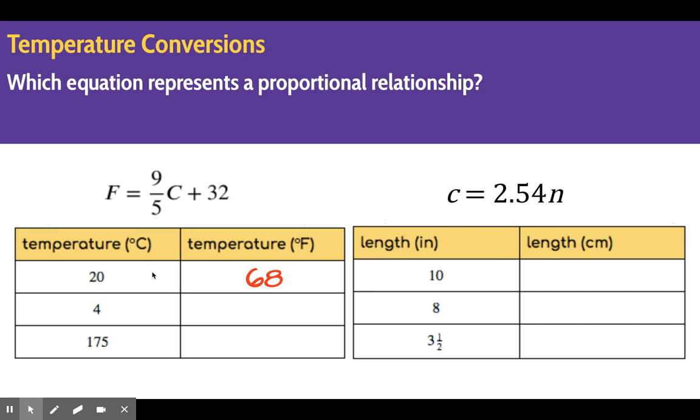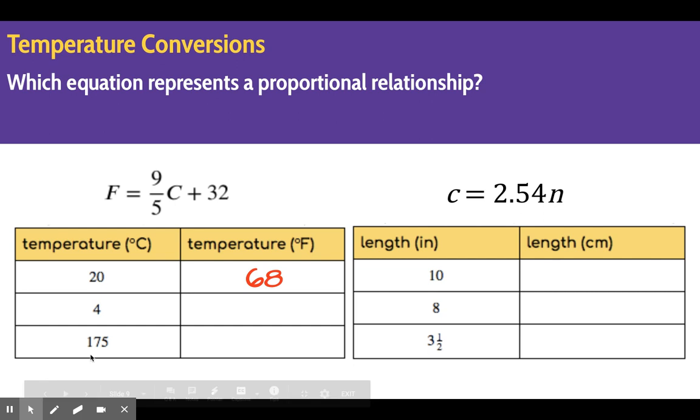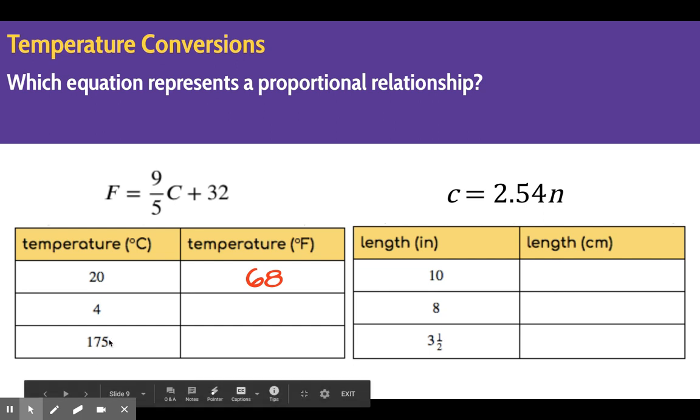So let's take some time. We're going to pause the video here, and then in your notes, let's complete the rest of this table. What's going to happen when I substitute in 4 for C, and what's going to happen when I substitute in 175 for C?